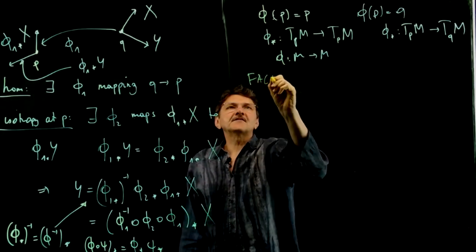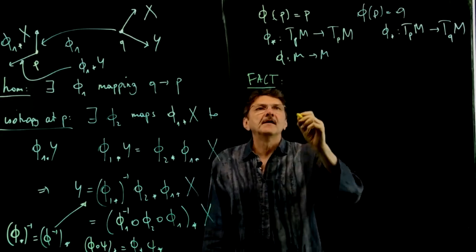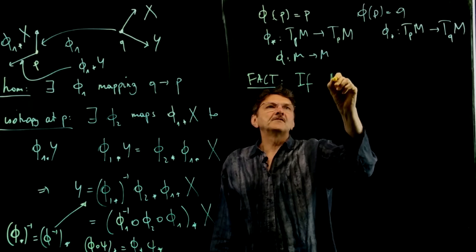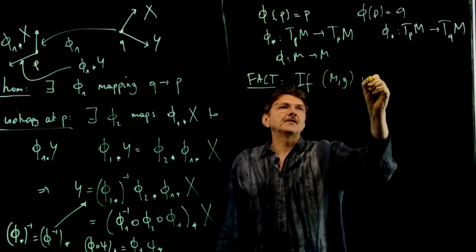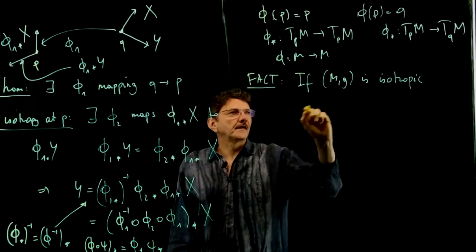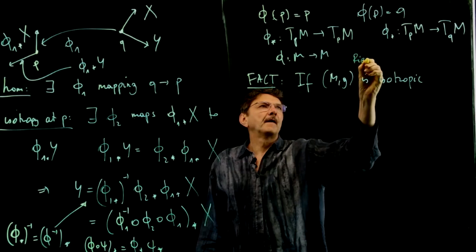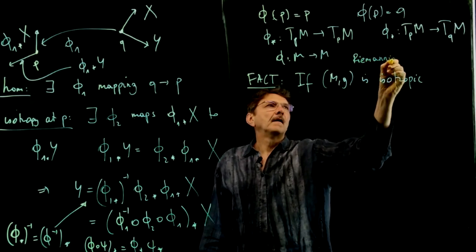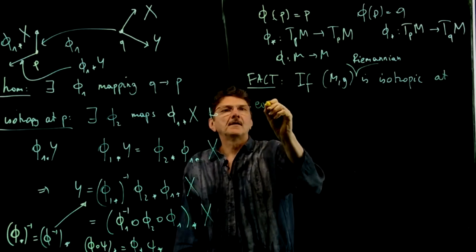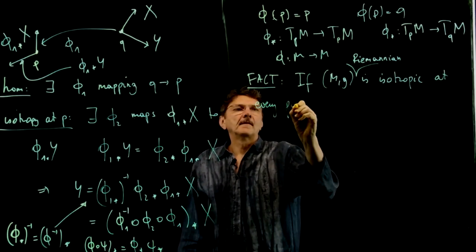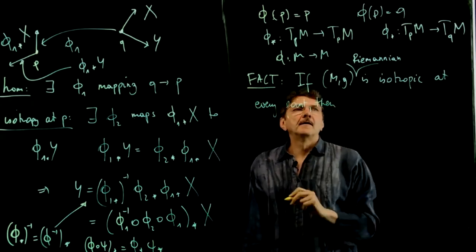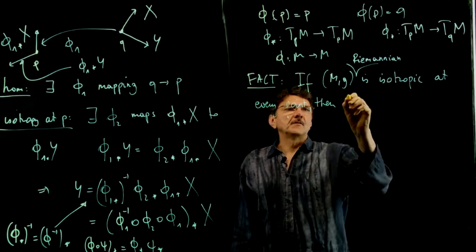Yes, so the last fact here about these isometries, and this is in all dimensions: if (M, g) is isotropic at every point, and Riemannian, right? So (M, g) Riemannian, at every point, then (M, g) is homogeneous.